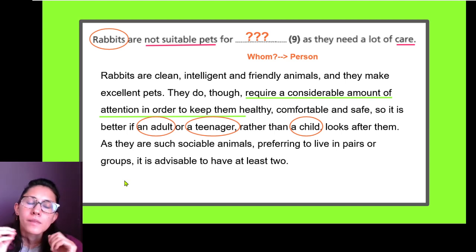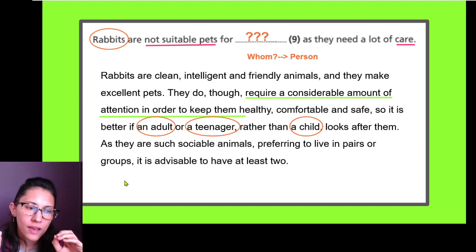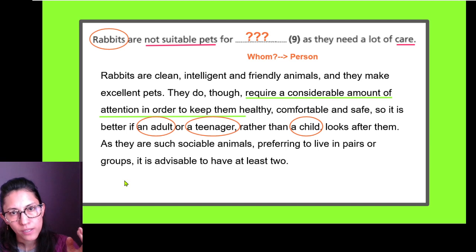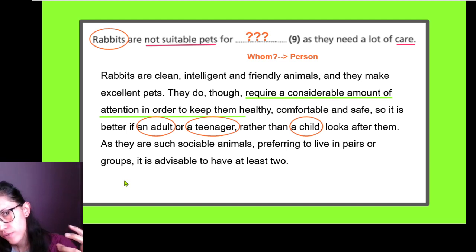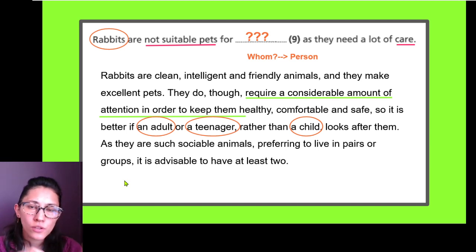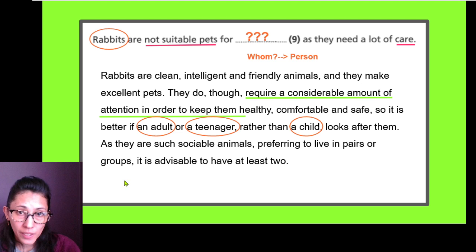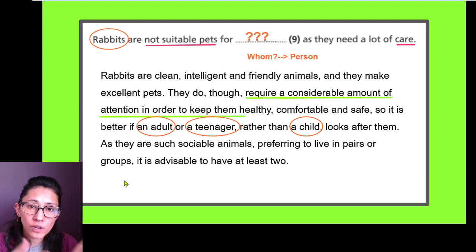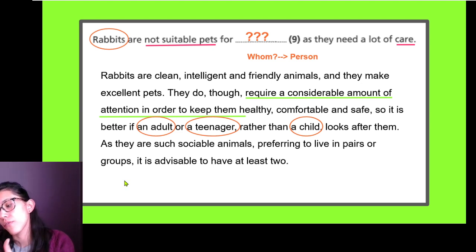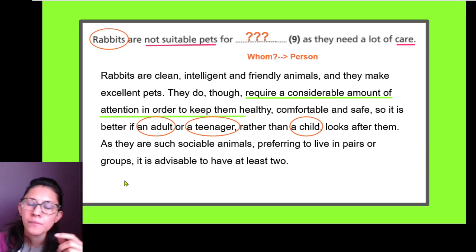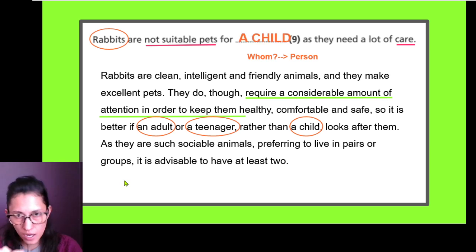Now, remember that in order to know what your answer is, you need to pay attention to the audio, and also to help yourself remember with your keywords, the idea of your sentence. In this case, it's about not suitable. So which one wouldn't take care of a rabbit pretty well? The answer is a child, because it's actually recommending that an adult or a teenager takes care of the rabbit, not a child. So you should be writing a child.